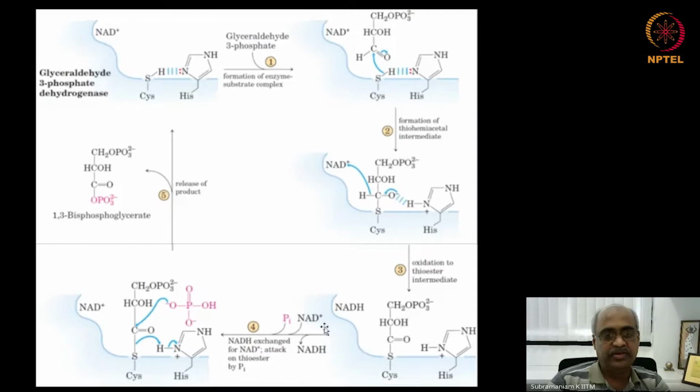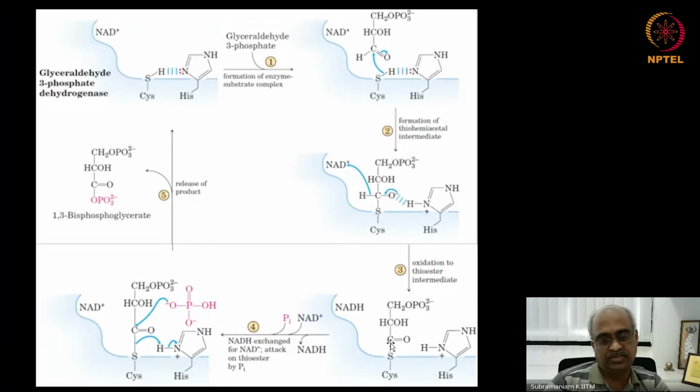And subsequently, the reduced NADH is replaced by an NAD+, and so the original state returns. And a phosphorolytic cleavage, instead of hydrolytic, where it is water, here it is inorganic phosphate. And so there again, this partial positive charge in this carbonyl makes that readily possible. And that is also aided by the general base catalysis possible by this imidazole nitrogen of the histidine side chain. And that releases the product, which is 1,3-bisphosphoglycerate.